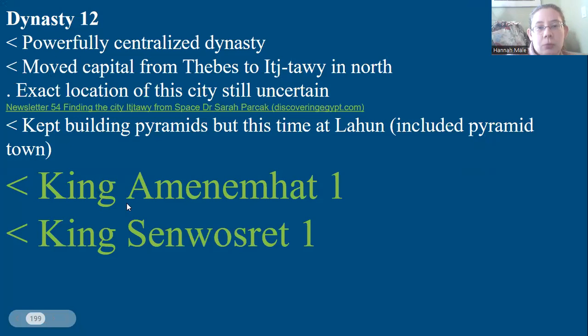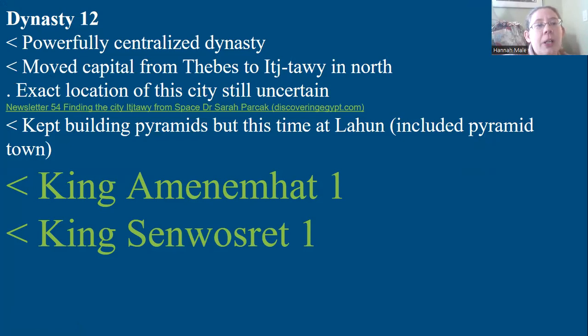So Mentuhotep II dies, and then we seem to have the emergence of a new dynasty on the throne, kind of headed by King Amenemhat I, and I think his origins are a little bit mysterious. And so this is then some of the major things that happen within Dynasty 12.